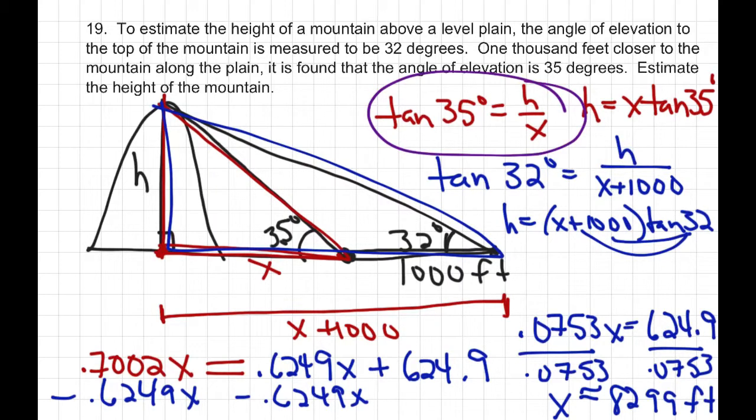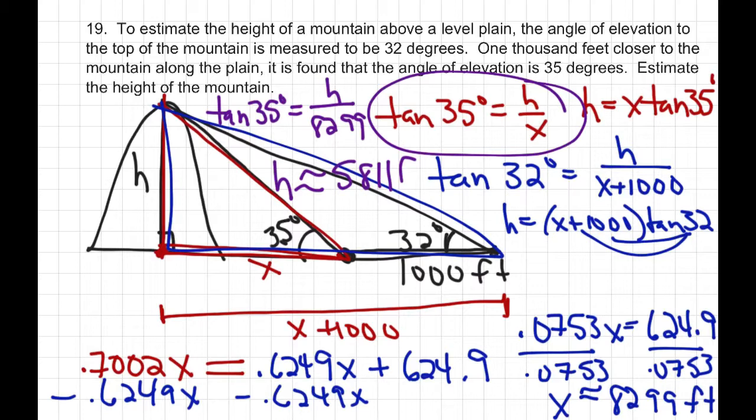And the easiest way to do it is to use this equation. The tangent of 35 degrees is equal to h over 8299. So 8299 times the tangent of 35 is approximately 5,811 feet.